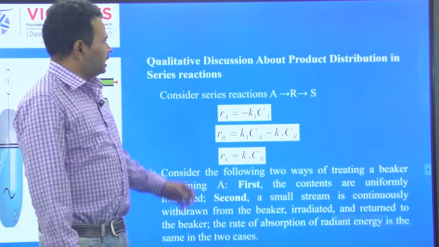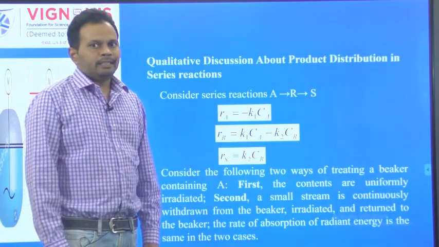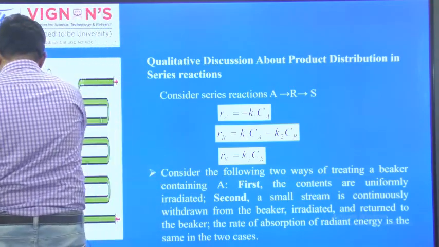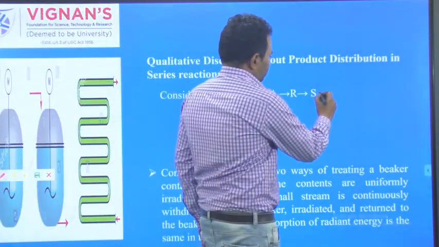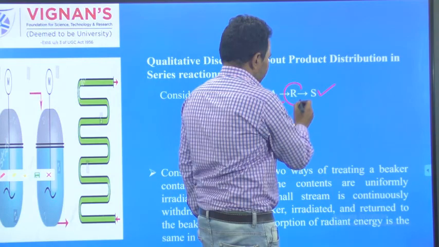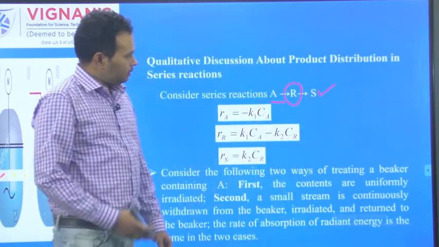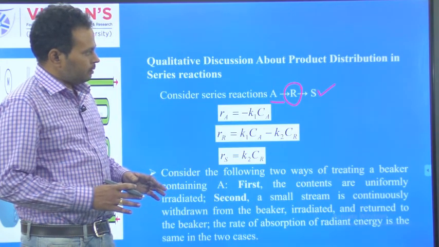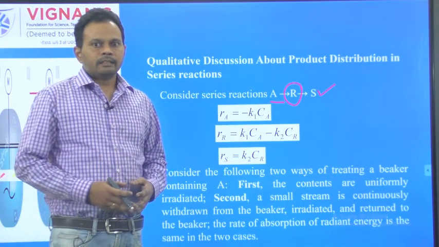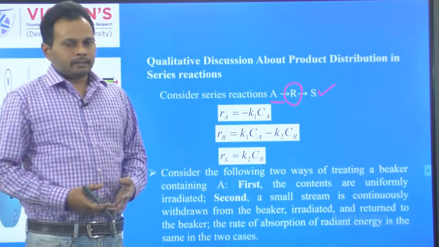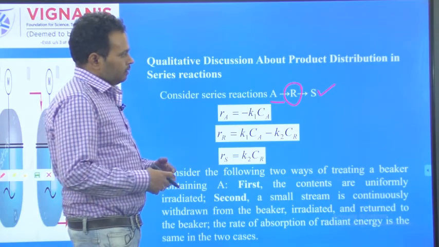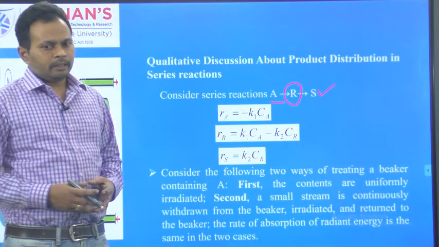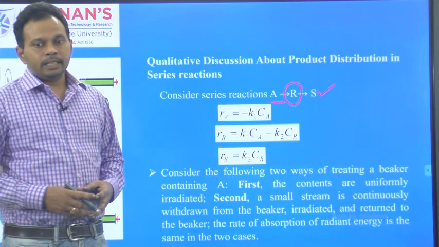The other one is the qualitative discussion about product distribution in series reactions. Now here consider a series reaction A to R and R to S. Here initially from reactant A we can have the formation of R, by disappearance of R produces S. So for each reactive component, write the rates of the disappearance of the reactants and rates of formation of the products. This is very important to predict the concentration profiles of the reaction components with respect to the time of the reaction.